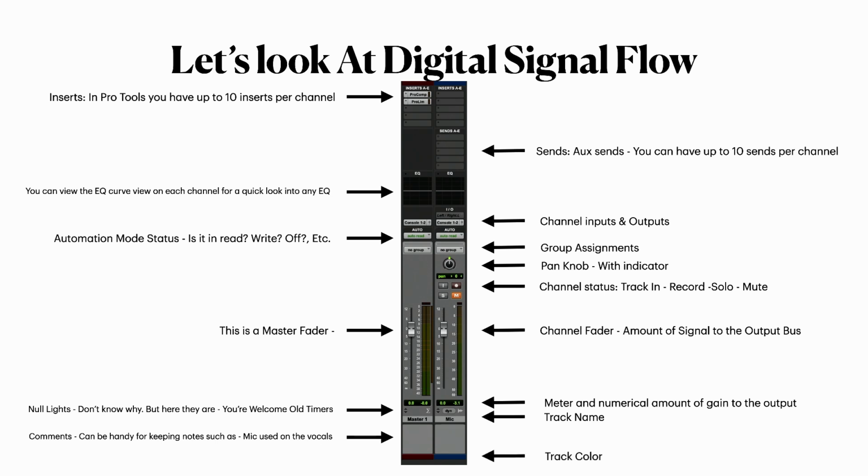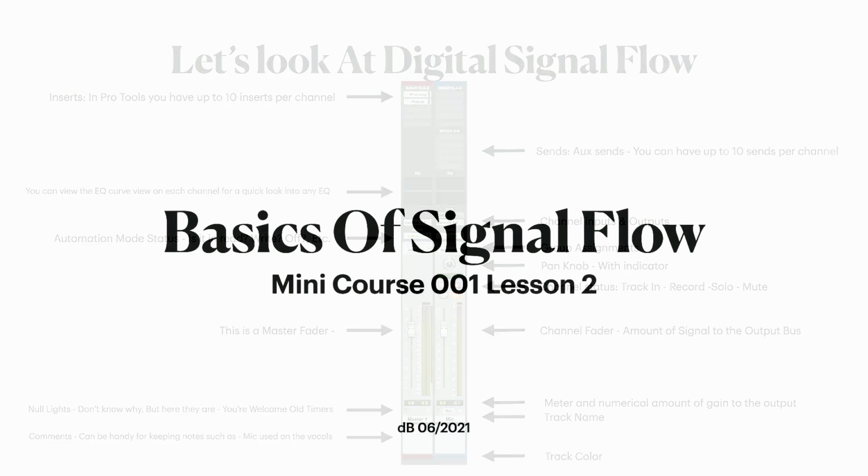Track color. You can color code all your tracks. Let's say you've got a group of drums, eight tracks that are all the same drum group. You can make them all red, or all blue, or whatever color you want. There's no standard to color coding, but again, it's just going to help you keep organized as an engineer. Okay, so that's pretty much it.